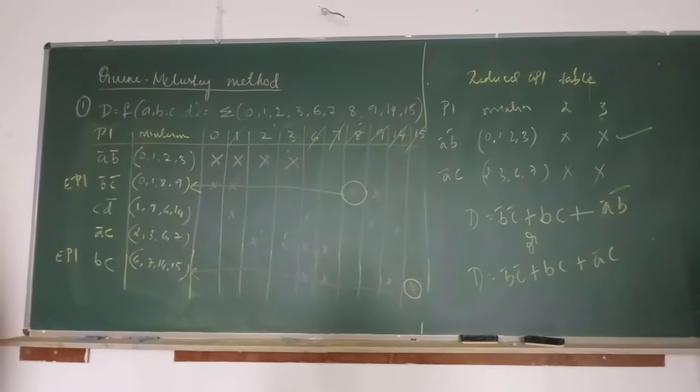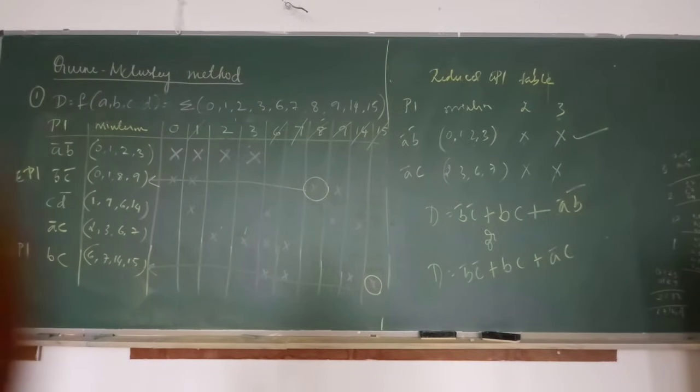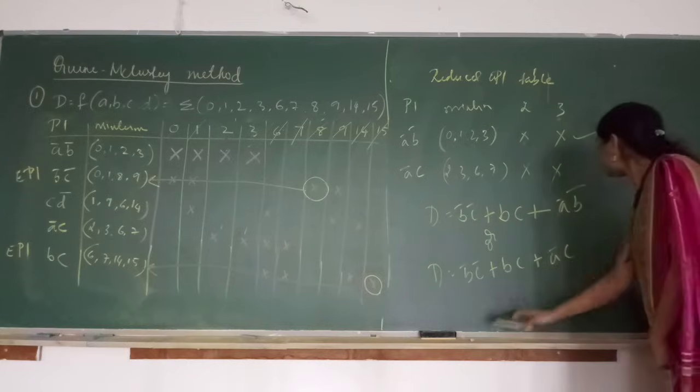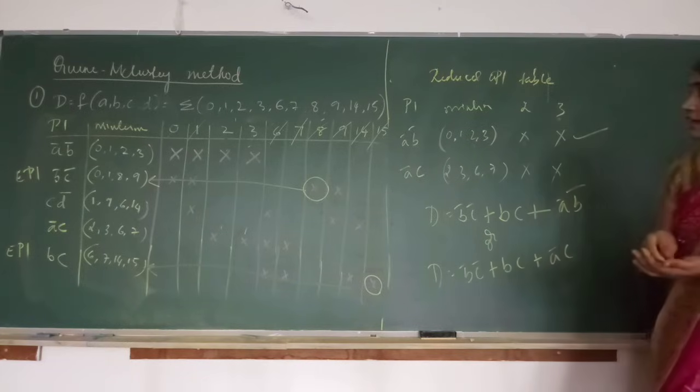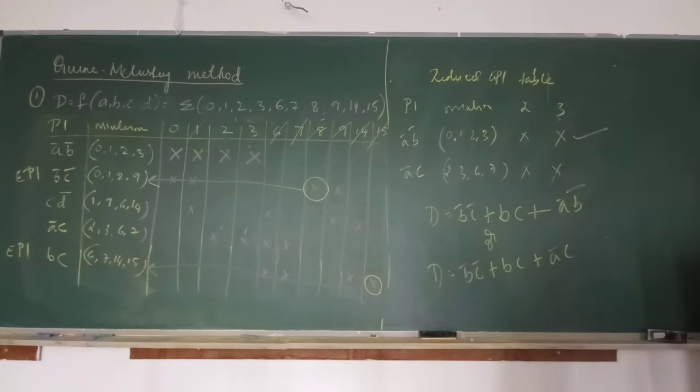Okay, let me solve the K-map problem here. So all of you have the answer. How many variable K-map is it? It's a 4 variable K-map.